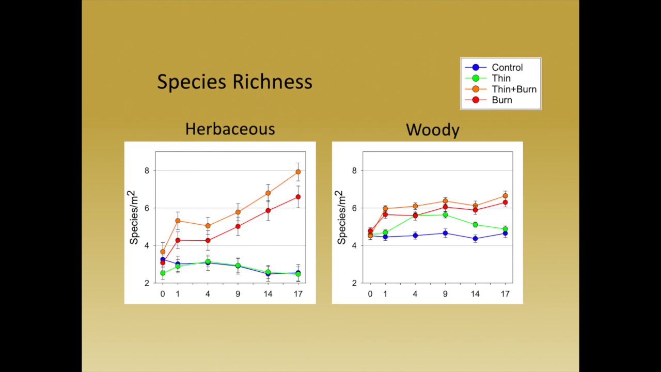And when we look at the difference in that diversity, comparing herbaceous species and woody species, most of those gains in species richness were from herbaceous species. We did have a little bit of a bump in number of woody species, but most of that was herbaceous species.